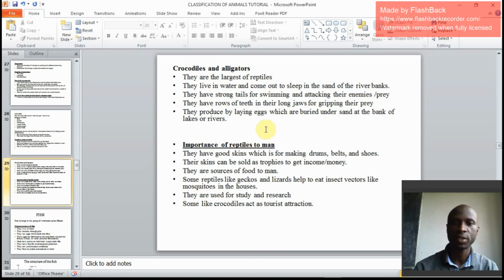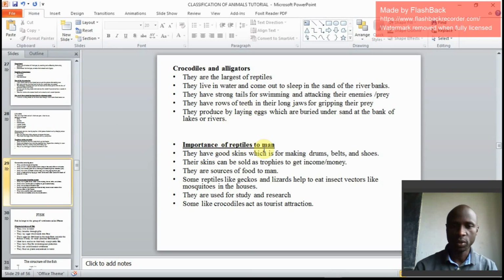They reproduce by laying eggs. That's the mode of reproduction. They may ask, how is a crocodile similar to an eagle? You must know that eagles, or birds, reproduce by laying eggs. Even these crocodiles and alligators lay eggs.